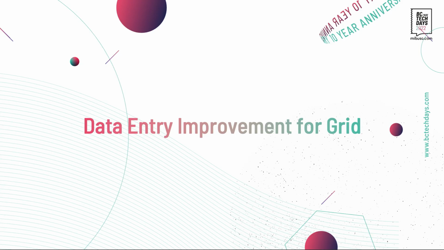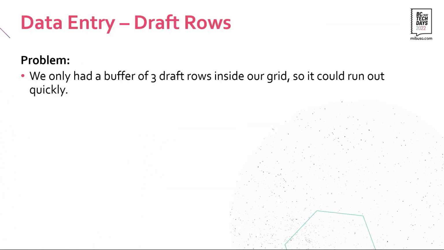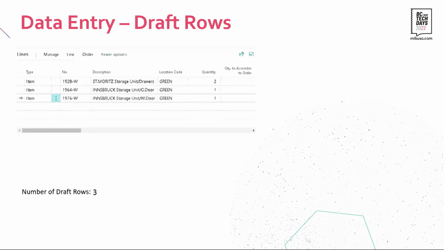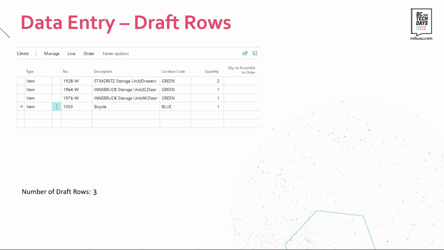Next, I want to present one improvement we did for the data entry for the grid. We had a problem with entering multiple rows very fast. We previously made some improvements for multiple columns in the same row, but the problem here is that we had only 3 draft rows. So if you were entering a lot of rows quickly, you could quickly run out of these rows, and you had to fill those up before you could enter new rows. This can show how that would look. You have 3 draft rows there, and if you're entering rows one by one, that's okay.